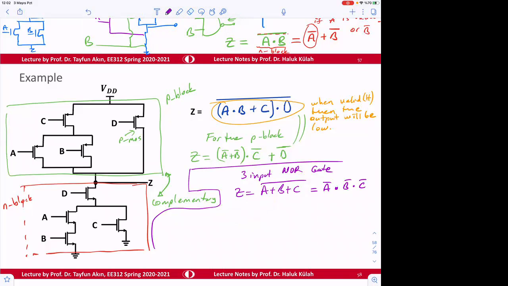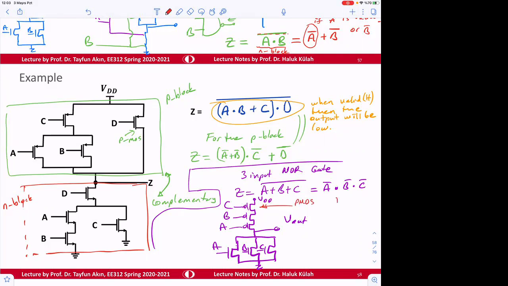Okay, let me do it one more time. This is going to be A or B or C. A, B, and C. And here it should be complementary. Okay, A, B, and C. Okay, so these are PMOS transistors.